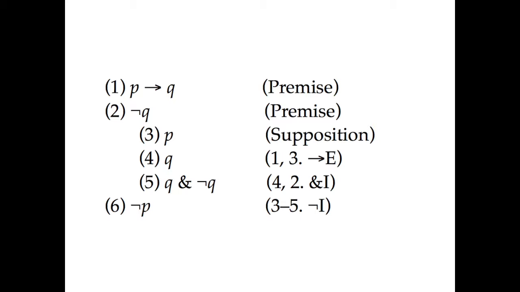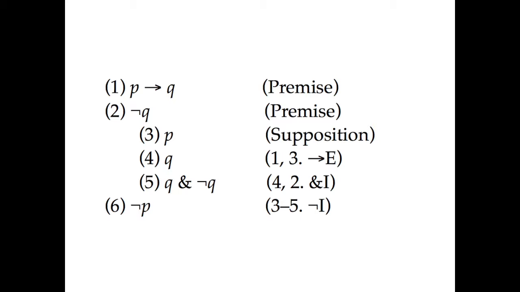Now look what happened. Gamma is just our premises. It's lines 1 and 2. And we've combined gamma with a statement on line 3. And that combination of statements proved a contradiction on line 5. What does that mean? It means our original premises prove the negation of the supposition on line 3.